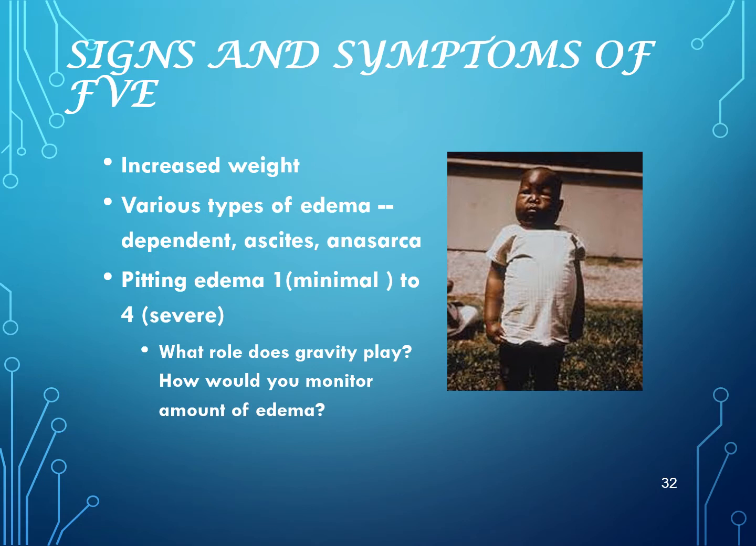Then we have anasarca, which is extreme generalized edema, like the child pictured on the right. Then we have brawny edema, where there is so much fluid that there is no pitting and the skin is tight. I've seen that one a few times. You can actually see weeping through the skin if it's tight enough and there's so much fluid.